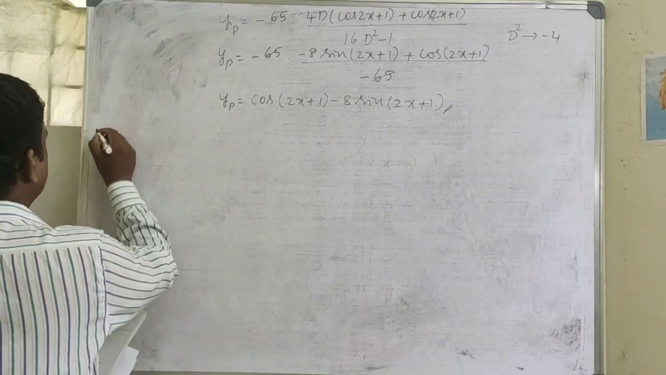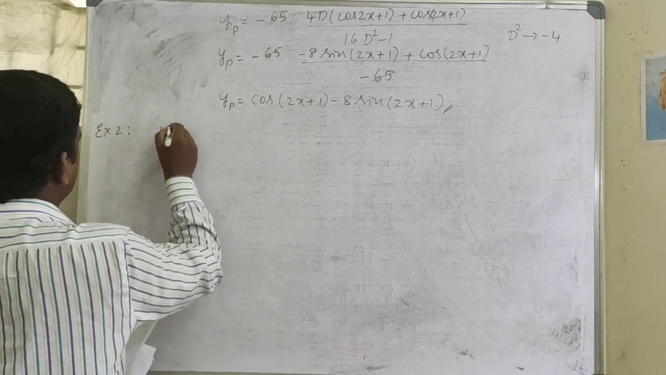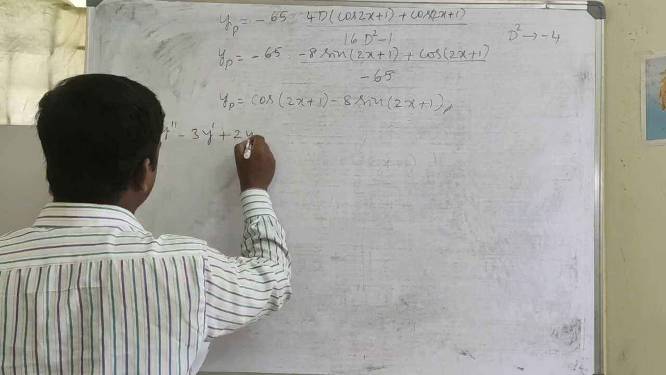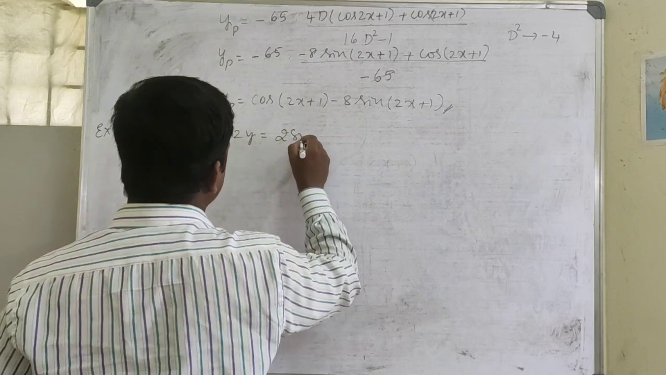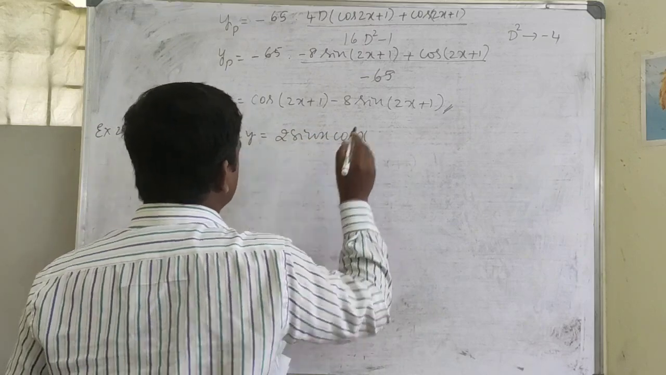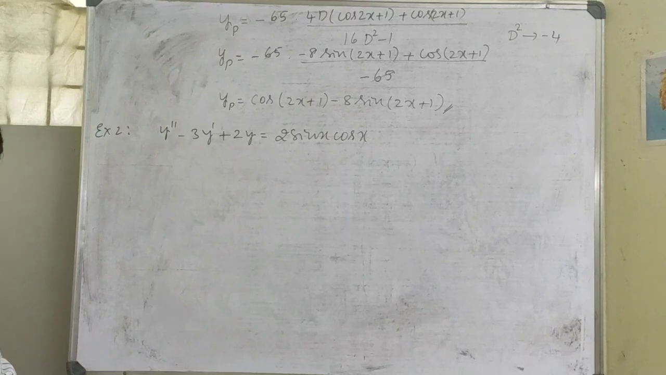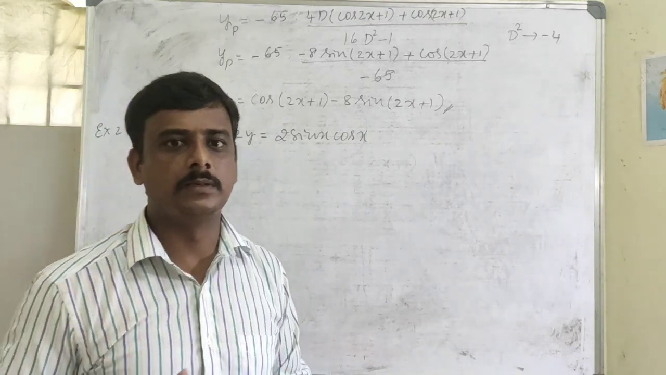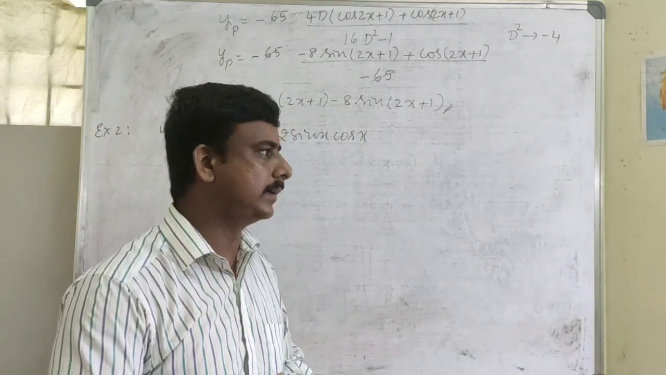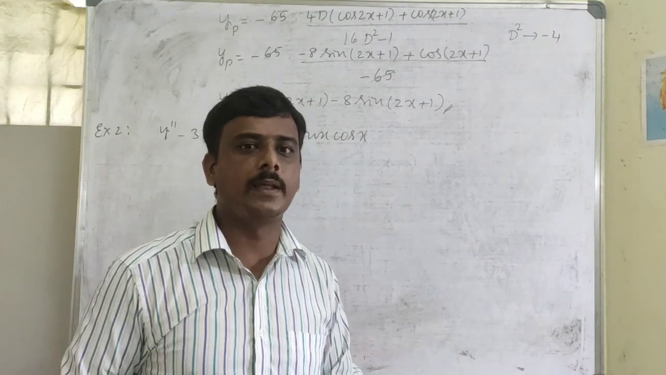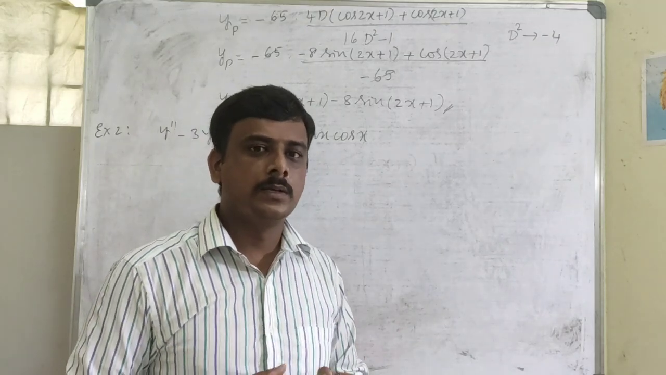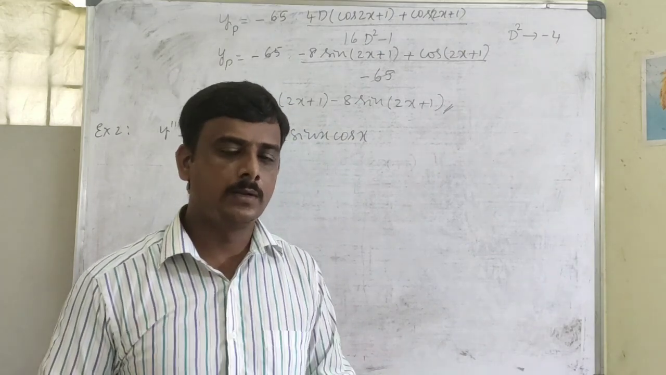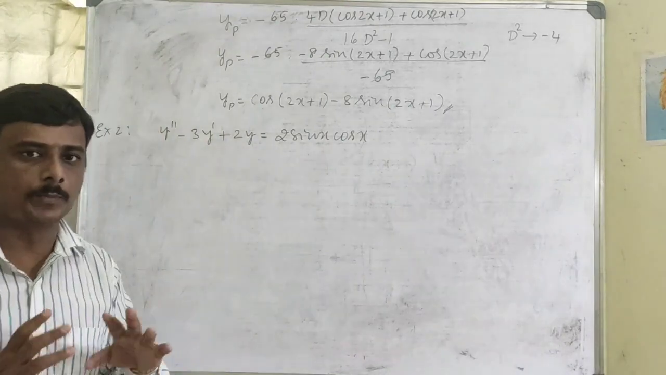Example 2: y double dash minus 3y dash plus 2y equal to 2 sin x cos x. In this case, suppose if you have sin of ax plus b or cos of ax plus b, then you can directly find the value of a and b by comparing that with the standard form, no problem with that. Suppose if you get the product of sin and cos terms, then you have to apply the sin a cos b or cos a sin b or sin a sin b or cos a cos b formula appropriately. Here I think no problem with this.